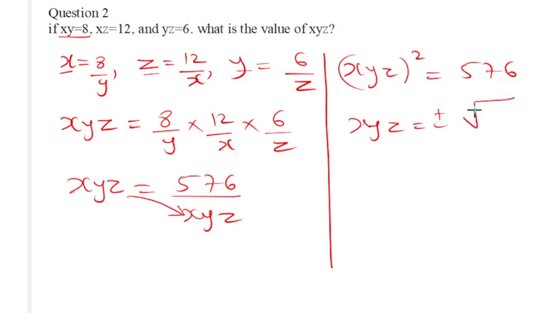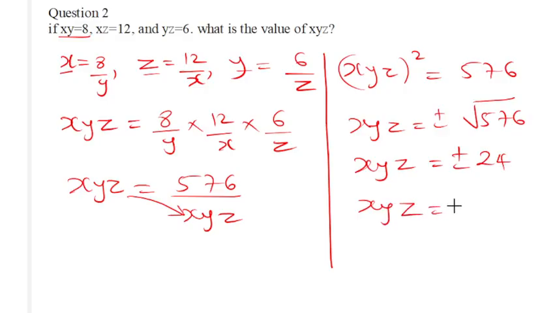So xyz is equal to plus or minus square root of 576. When you take the square root of 576, that will give 24. So xyz is equal to 24 or negative 24.